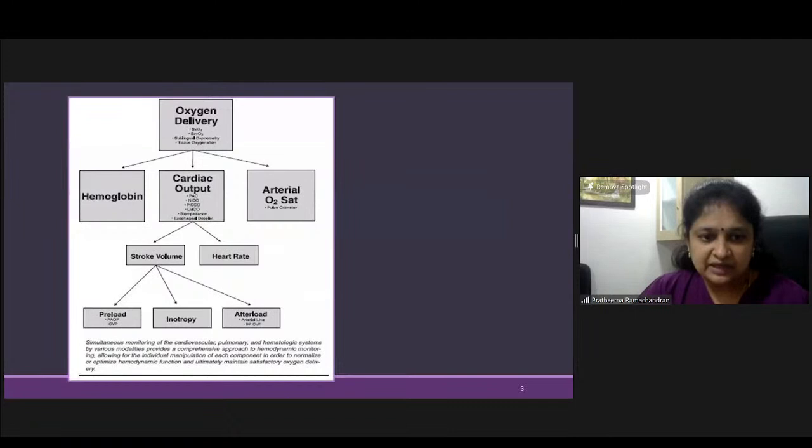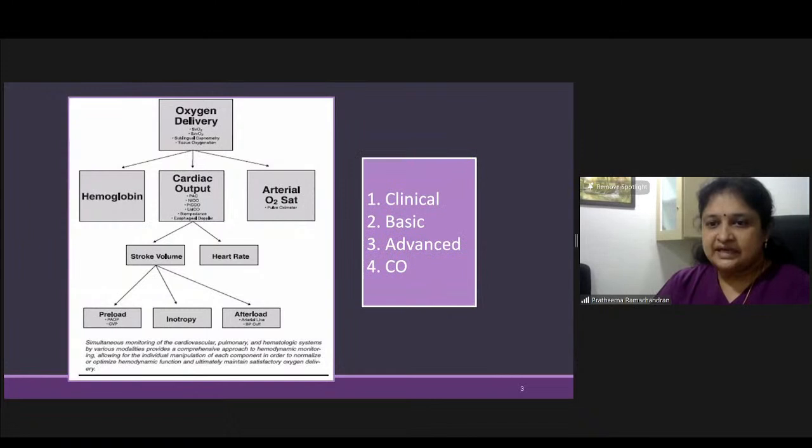So what we have to look at is mainly the stroke volume, and broken into pieces, we have to look into the preload, inotropy, and the afterload. So this is basically clinical basic monitoring, advanced monitoring, and cardiac output monitoring. So clinical, we know how we monitor. We'll just go through everything.